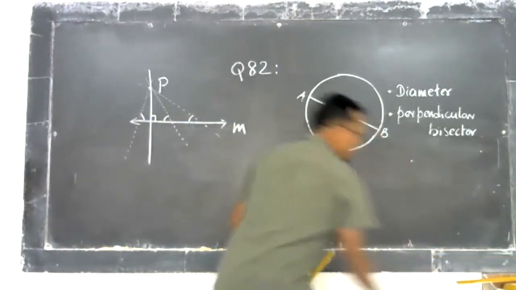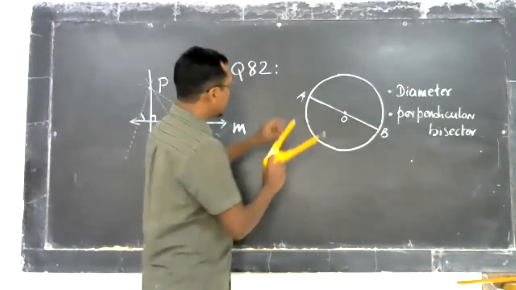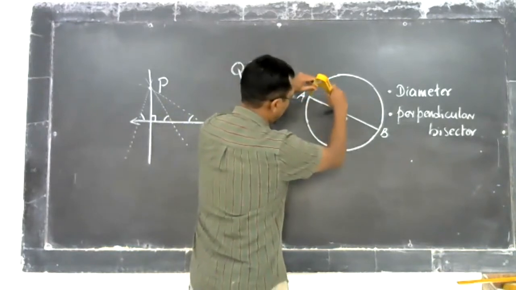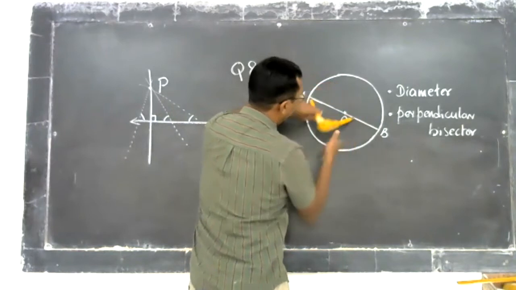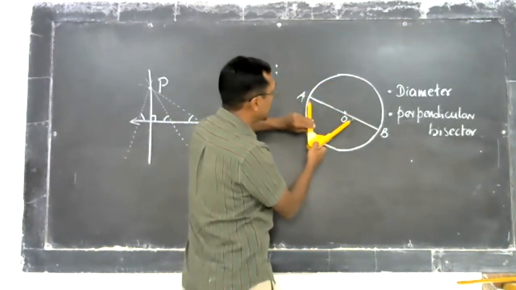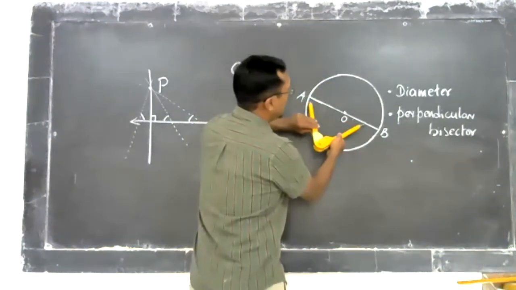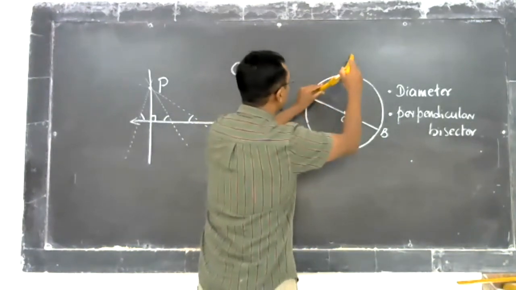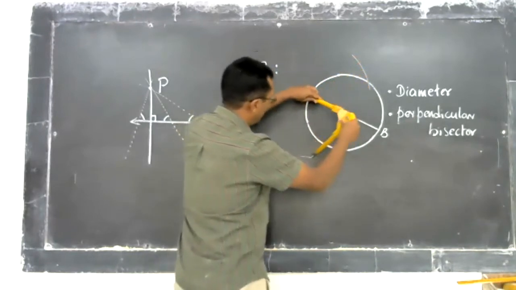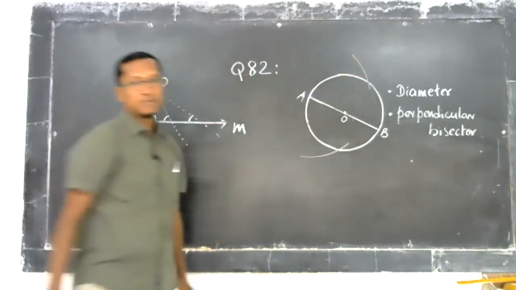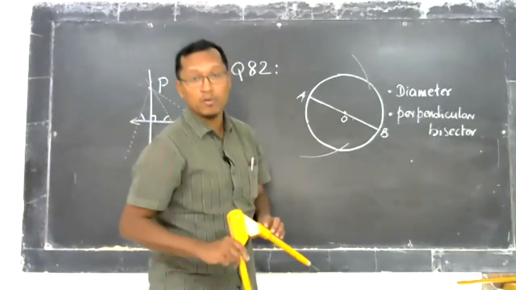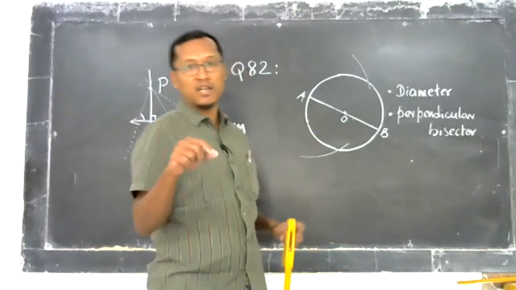So I'll keep the scale aside for the moment. Remember how to do this construction. Take the length of the compass a little bit more than half. I'll take 3/4 just for the heck of it. And one arc over here and one arc over here.